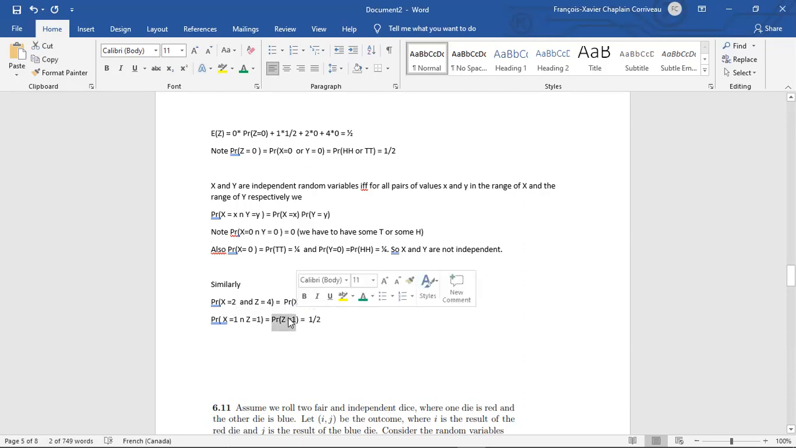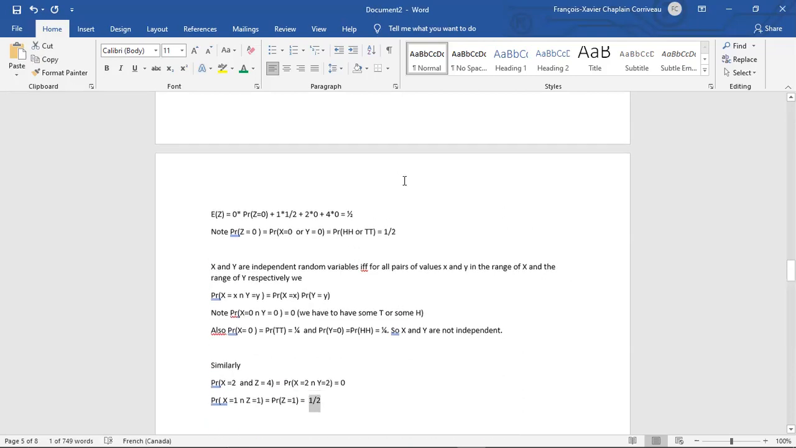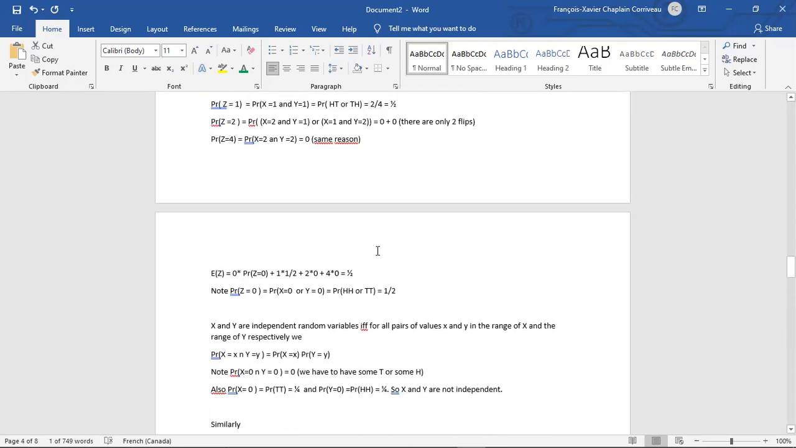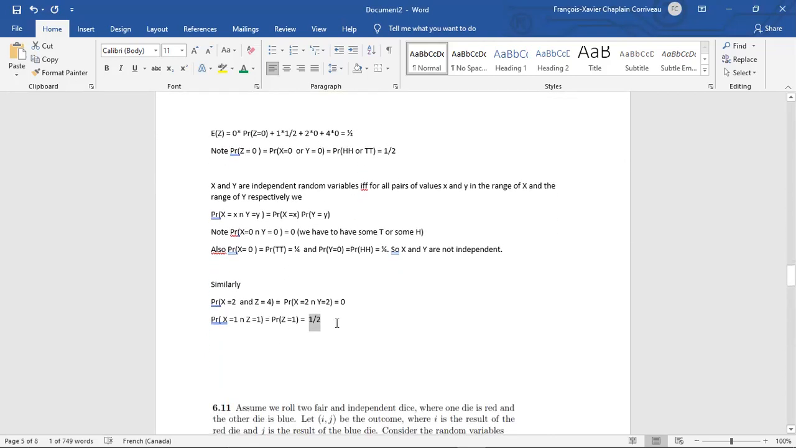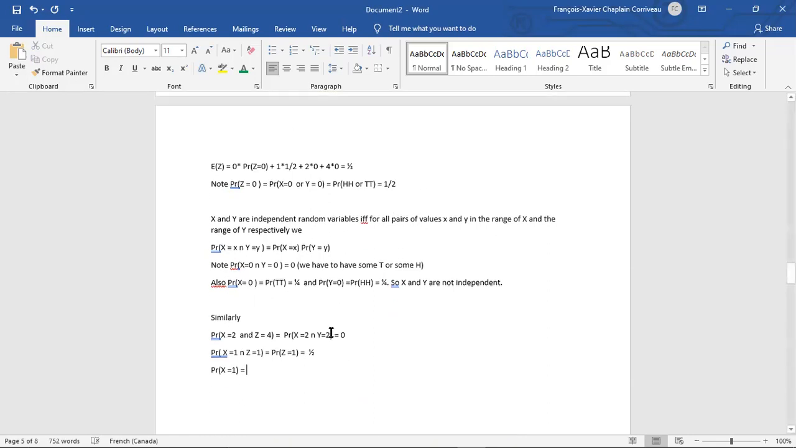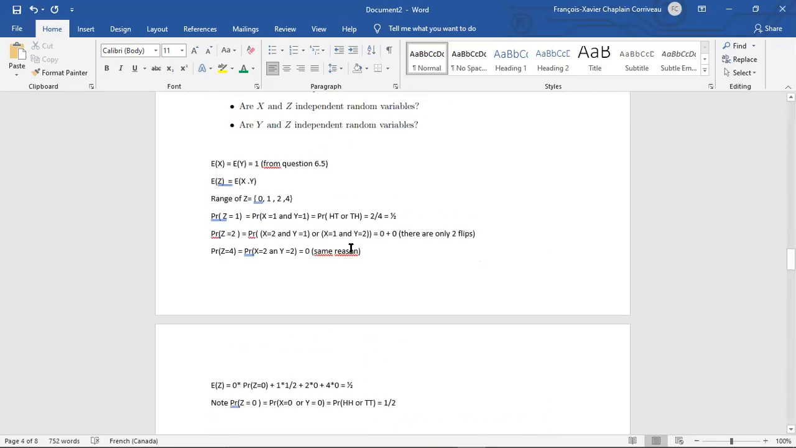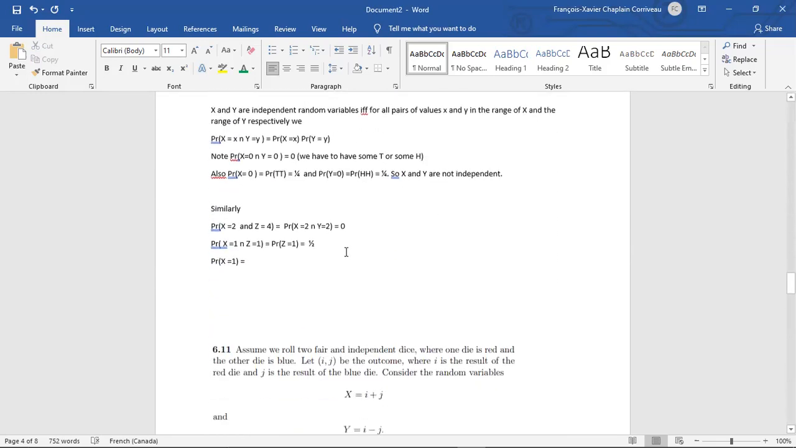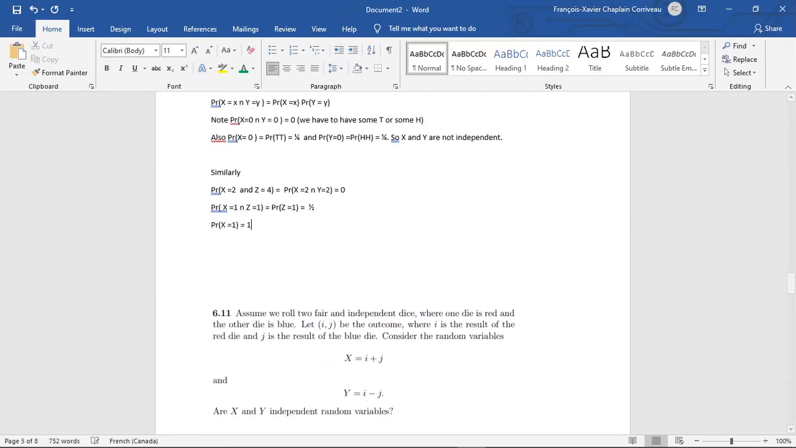So the probability that z is equal to 1 is a half. This is something that we found earlier, so you don't need to justify it again. Okay, so we have a half. Now what is the probability that x is equal to 1? Well, like we said above, the probability that x is equal to 1 is a half.